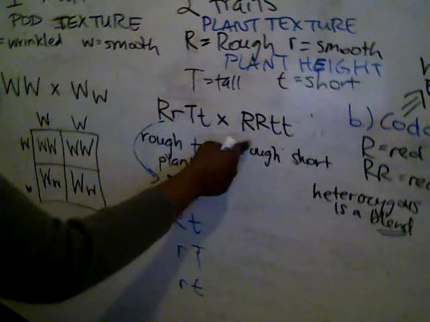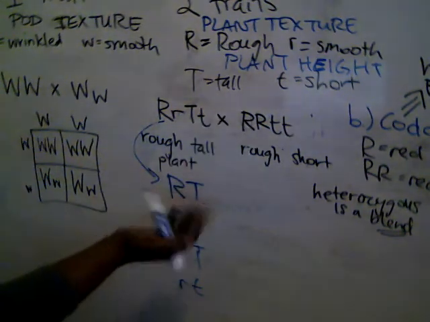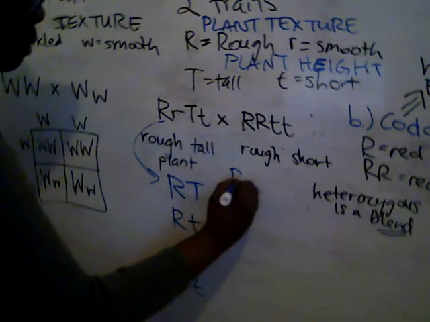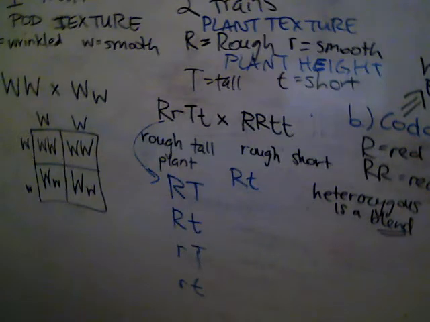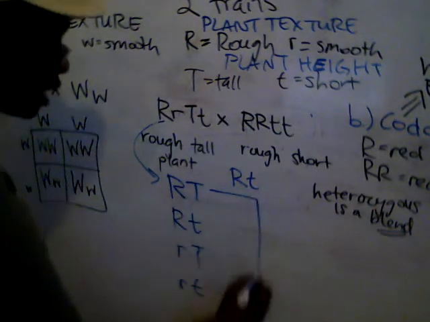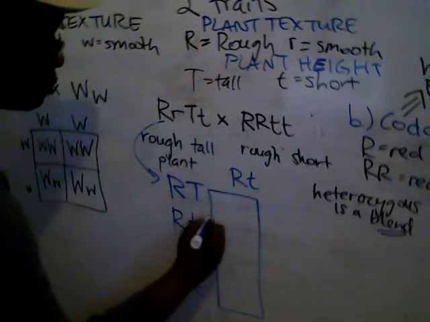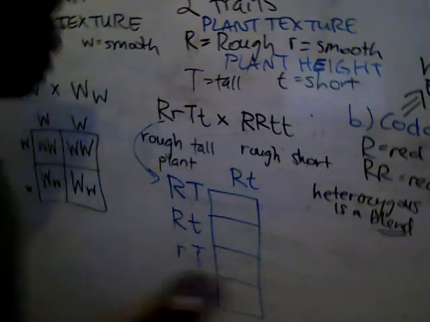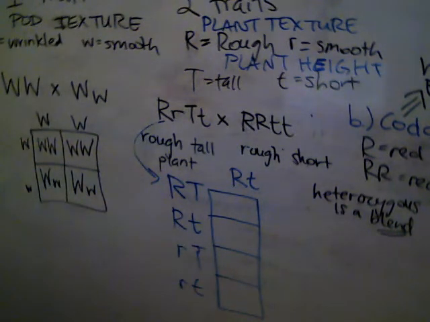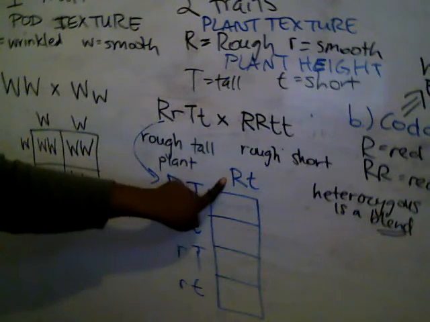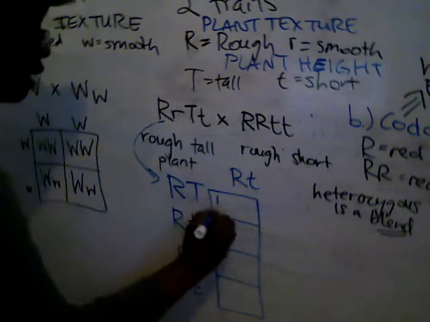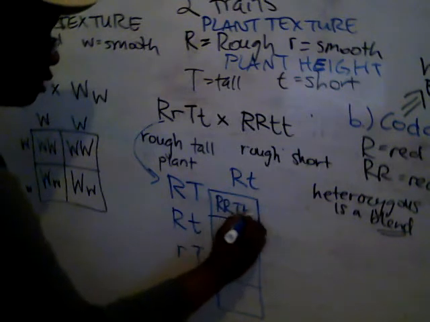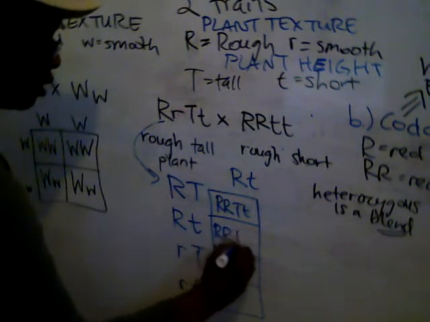Well, this parent only has a big R. There's 2 of them, but it's the same. So this parent could only give a big R, and it could only give a little t. There's no other variation that parent could give. So actually, in this case, we don't have one of those big Punnett squares. We just have one that's relatively short or small because this parent can only give one combination, but this parent could give 4 different combinations.